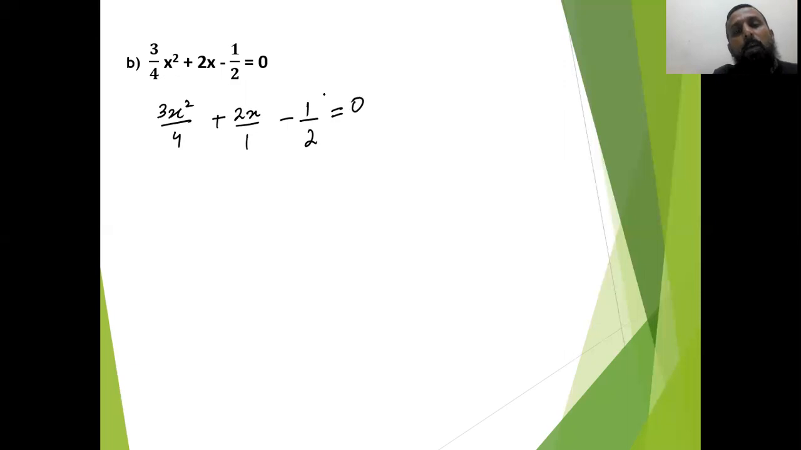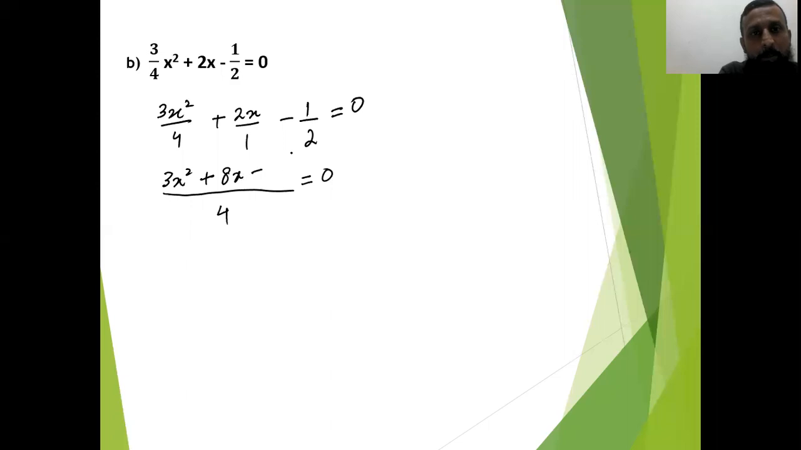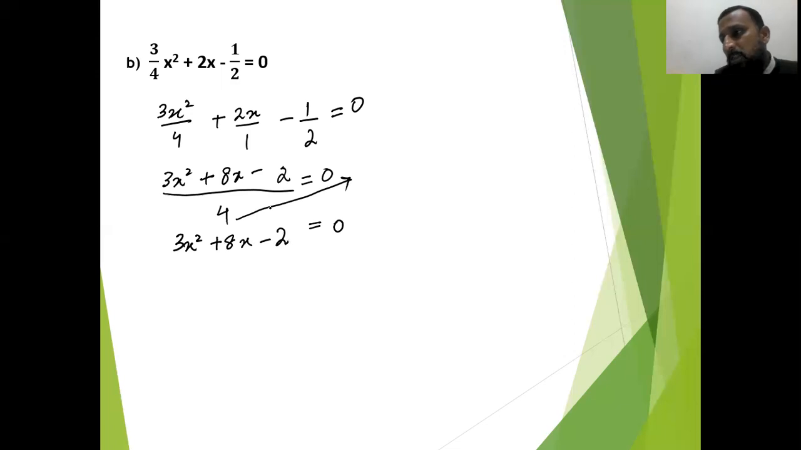Now you can simplify this by finding the LCM. The LCM will be 4. So you get 3x square plus 4 twos are 8x, 2 goes 4, 2 times 2 ones are 2, equals 0. You can cross multiply this 4 over there. 4 multiplied by 0 is finally 0. So what do you have now? 3x square plus 8x minus 2 equals 0.